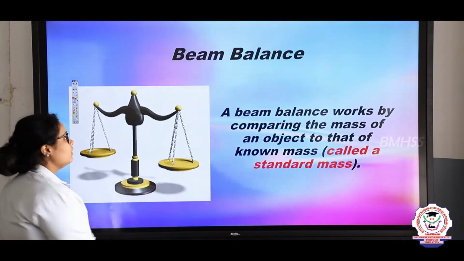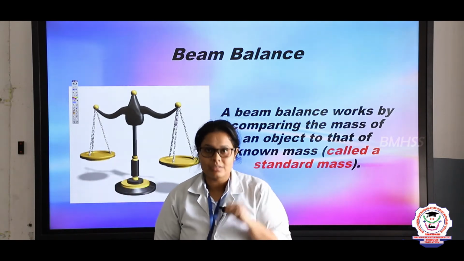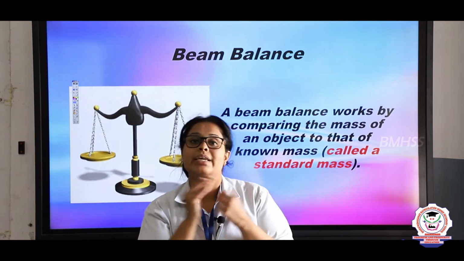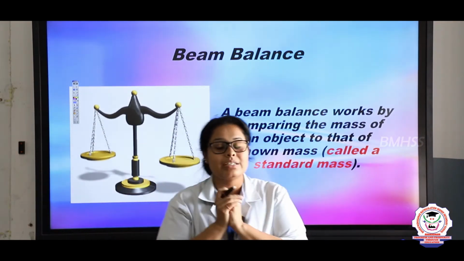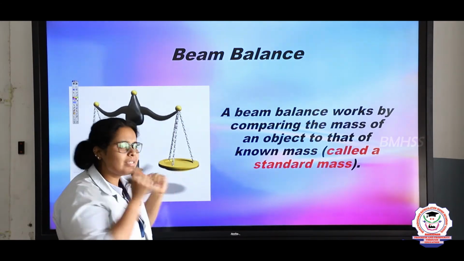Now let's come to the different weighing balances. Now we understood the concept of mass. So here we are seeing there are two types of balance we can use to find the weight of an instrument. One is a beam balance. So what is a beam balance?